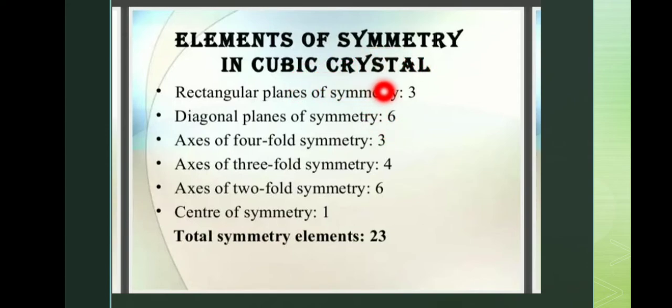in a cubic crystal: rectangular planes of symmetry 3, diagonal planes of symmetry 6, axes of four-fold symmetry 3, axes of three-fold symmetry 4, axes of two-fold symmetry 6, and center of symmetry 1. The total number of symmetry elements is 23.